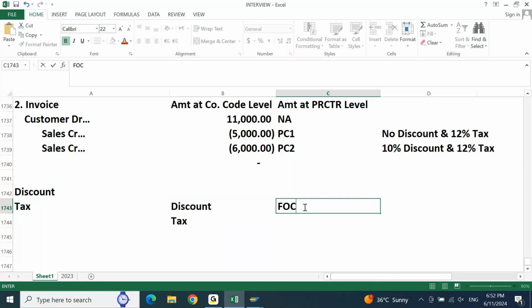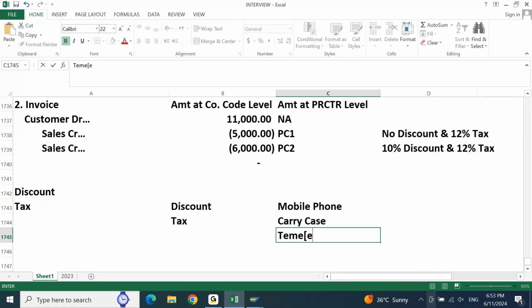Usually there is something called FOC. Anybody heard a term called FOC? Free of cost goods. For example, you bought a mobile phone. Usually whenever you buy a mobile phone, they give something for free, right? What will they give for free? Charger, accessories, tempered glass, earphones, carry case, mobile stand.